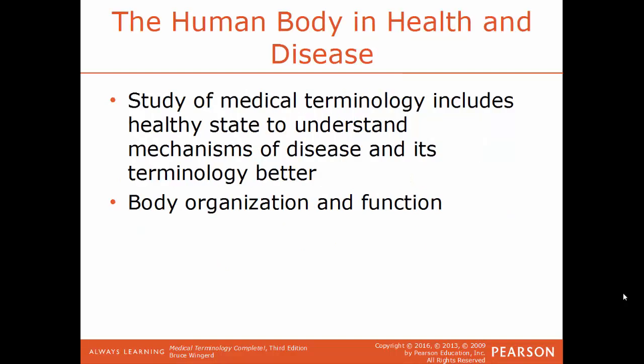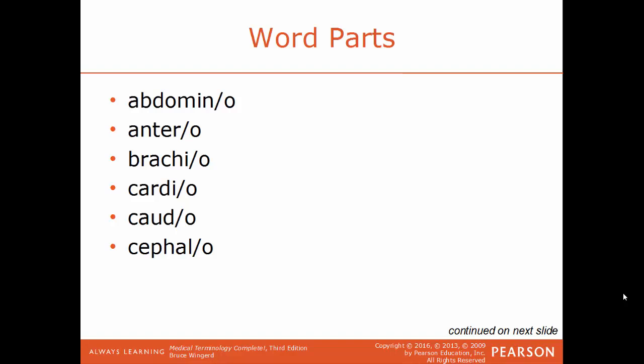Alright, the human body in health and disease. Now, the study of medical terminology includes studying the body at a healthy state. And by doing so, you can better understand the mechanisms of disease. So by focusing on what the body should be doing and what is accepted to be normal, it's easier to pick out what is not normal and when something is going wrong. And the study of medical terminology also includes the study of how the body is organized and how the body parts function. Right, we'll go over some very common terms that you'll find in reference to the human body.